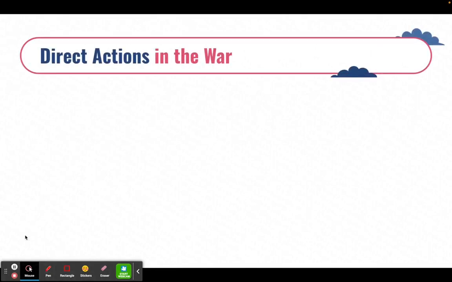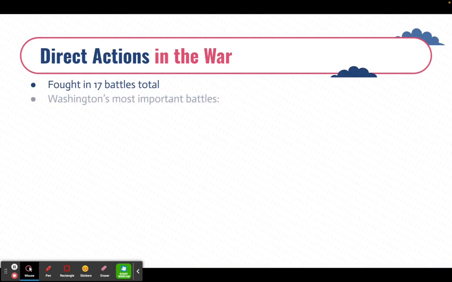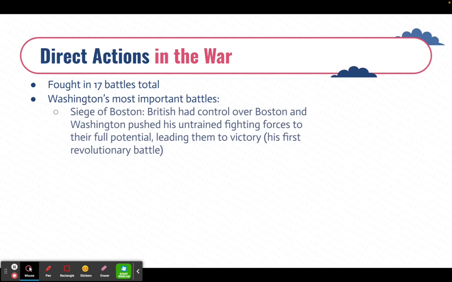George Washington's direct actions in the war. George Washington fought in 17 Revolutionary battles total. His most important battles included the Siege of Boston, when British had control over Boston, and Washington pushed his untrained fighting forces to their full potential, leading them to victory. This was his first Revolutionary battle and his first victory in the Revolutionary War.